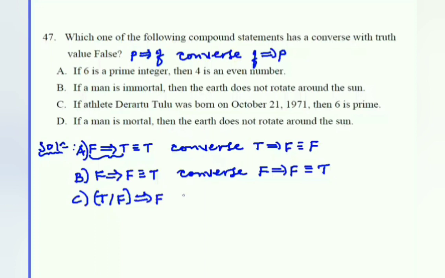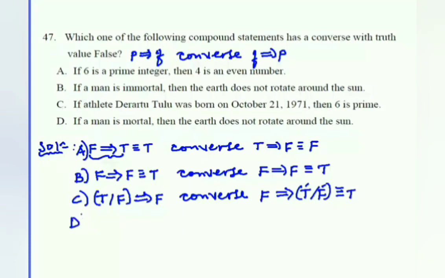Now let's take the converse of this statement. Let's evaluate the truth value of the converse of this statement. So the converse of this statement will have this form. For f implies the truth value t or f. So if it takes t, false implies true is true. If it is false, false implies false is also true. Therefore, in any of the cases, the converse of this statement is true.